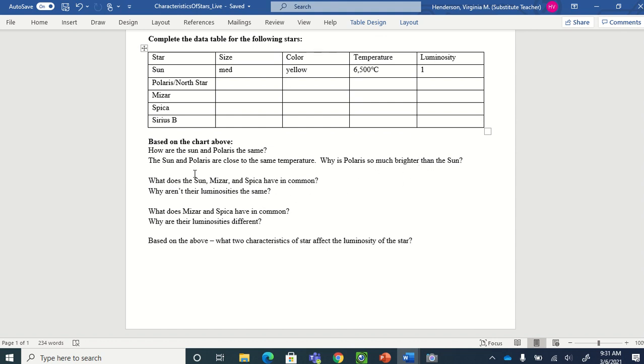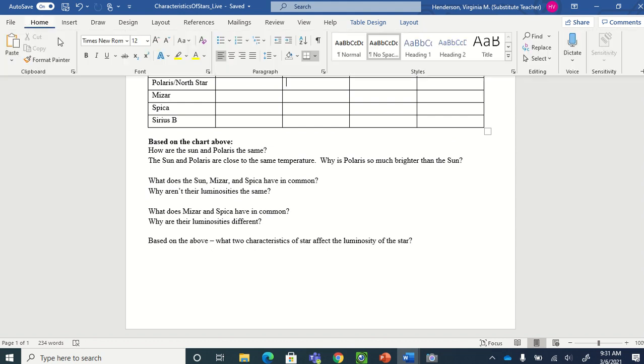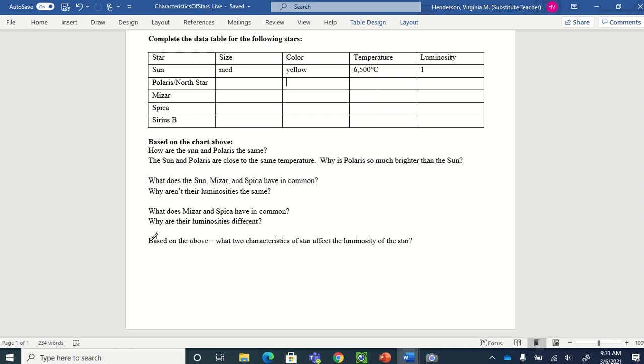And then all you're doing to answer the rest of these questions, and what it says here, you guys are getting confused on this, and I don't understand. This is based on the above, which is all this stuff right here. What two characteristics of stars affect luminosity for the star? What two characteristics? Is it size? Maybe. Is it color?